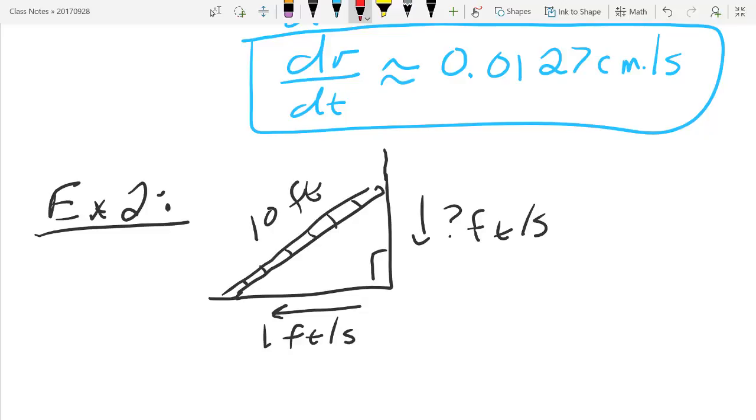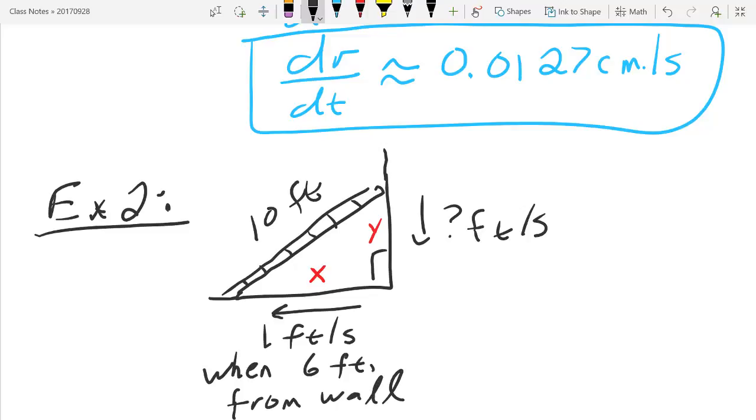Okay, so we basically have our right triangle here, right? The first thing to do is go ahead and give some letters to the sides here. We have two unknown sides of the right triangle. We'll call those x and y. So this is moving at exactly 1 foot per second when 6 feet from the wall. Okay, so we have to have all that information to make this work.